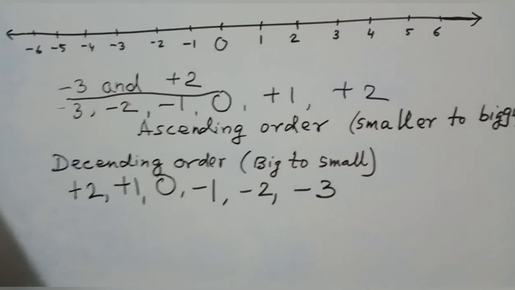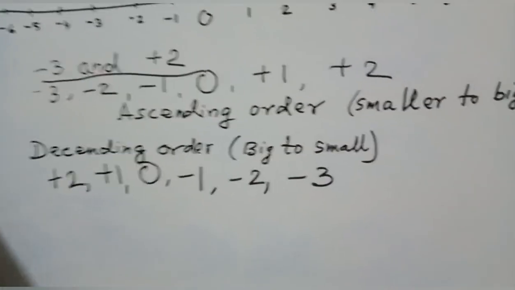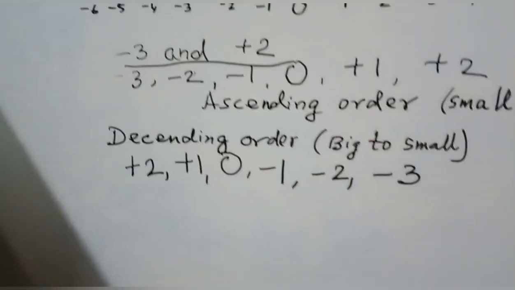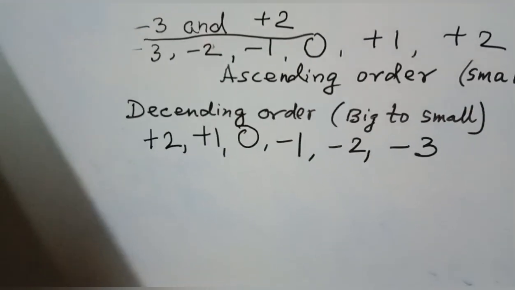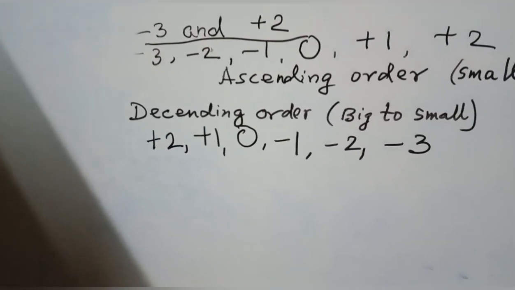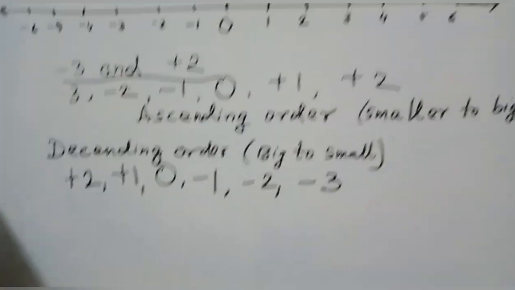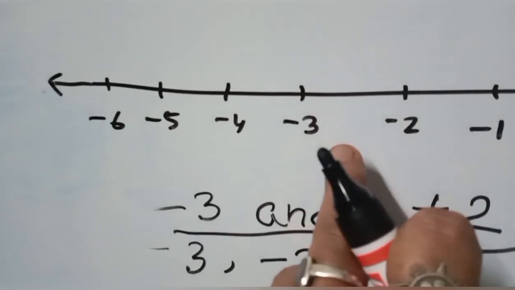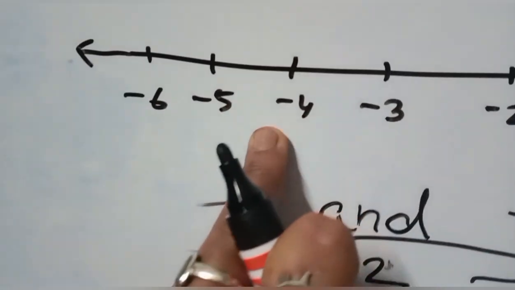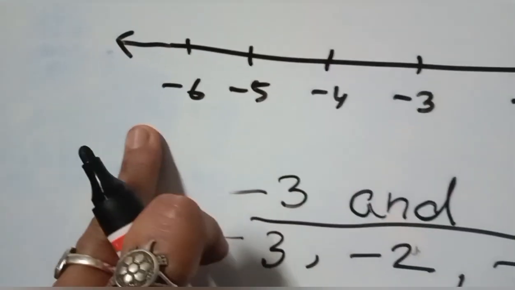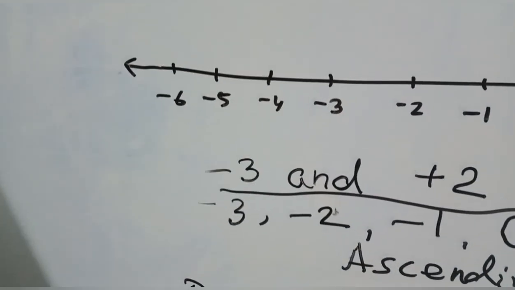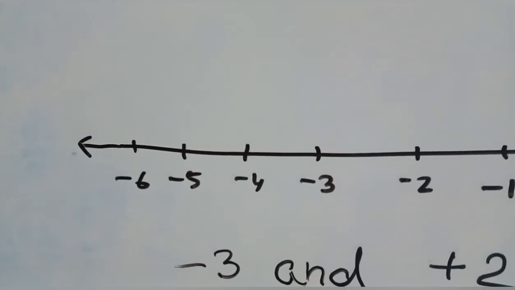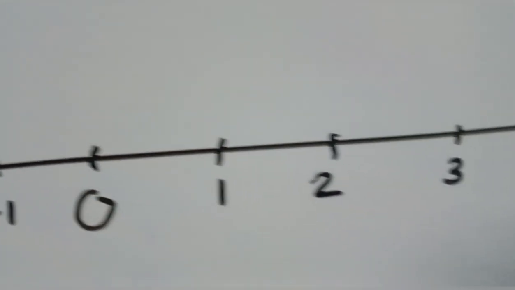In one number line only, this is one type of question which we usually get: ascending order to descending order, or write the numbers. I have made you write from minus 3 to plus 2. It can be anything, minus 5 to 0, or minus 5 to plus 5. Always remember, in case of negative numbers, as you go from minus 1 to minus 2 to minus 3, minus 4, minus 5, minus 6, the numbers are decreasing in value. And on the right hand side, it is increasing.